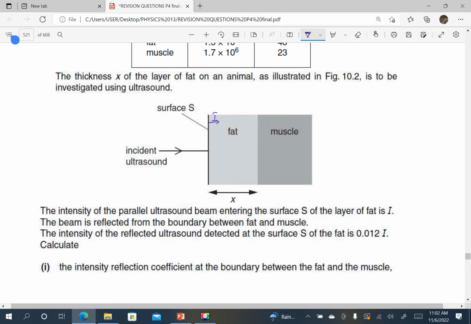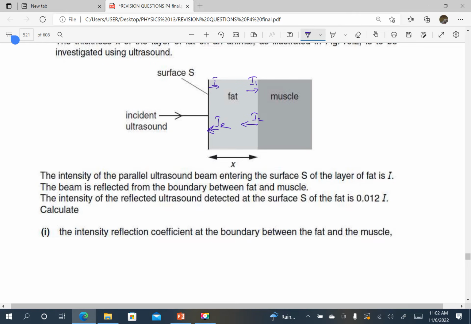The beam is reflected from the boundary between fat and muscle. Let's say what arrives here is I1. Then what is reflected from the boundary is, say, I2. We shall say what is received back at the surface is IR. The intensity of the reflected ultrasound detected at the surface of the fat is 0.012 I. So they're telling us IR is equal to 0.012 times I.